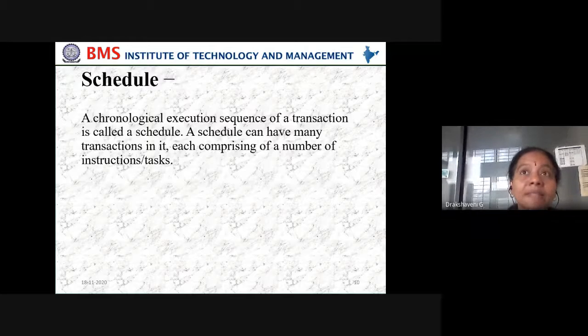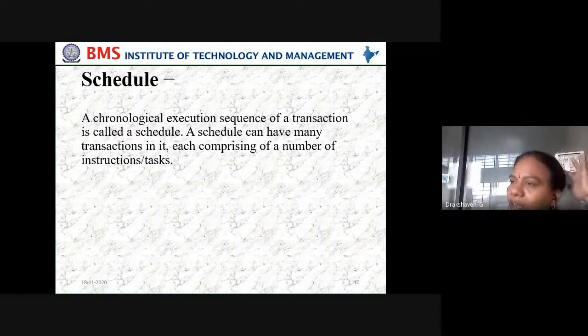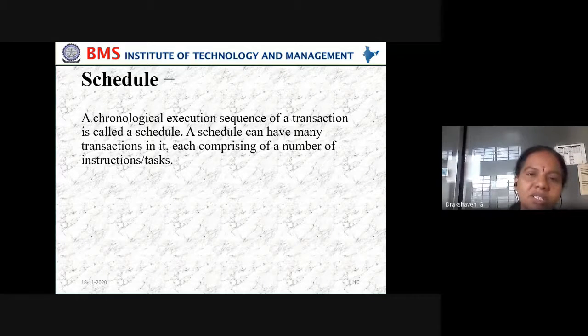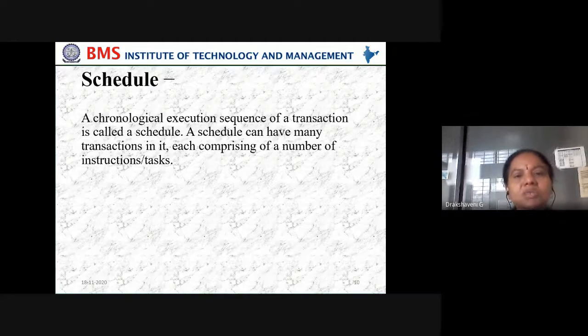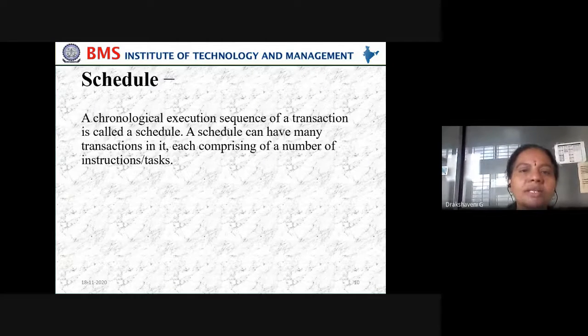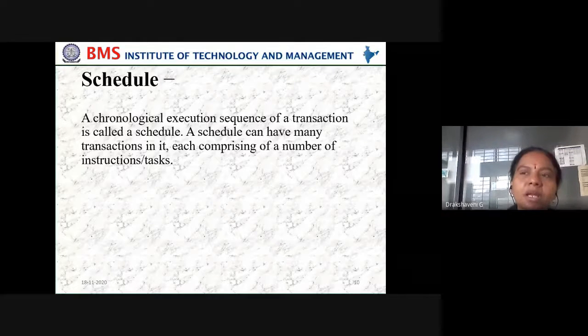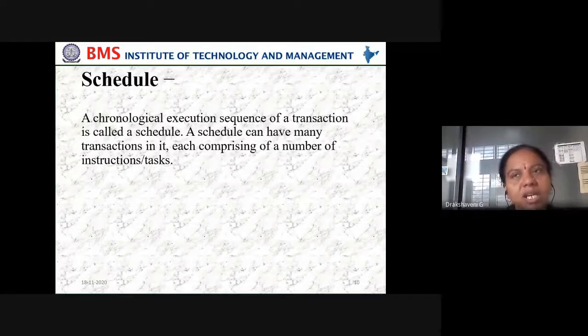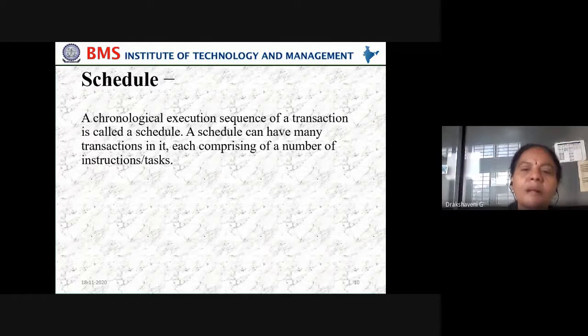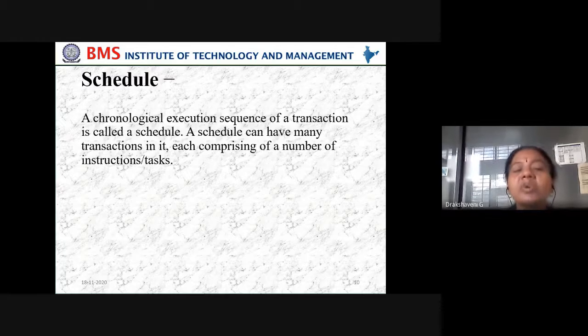Then schedule. Even now, the university will say when the practical exam is and when the theory exam is. This is called a schedule. A chronological execution sequence of transactions is called a schedule. Now you have a schedule for your timetable: Wednesday morning, first hour is DBMS, second hour is some other subject. Tuesday afternoon you have some lab, Wednesday also you have lab, Thursday morning you have lab. This is called a timetable.